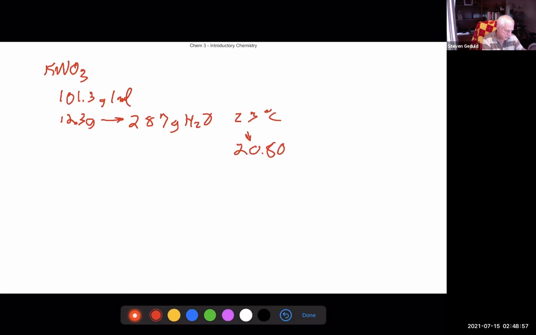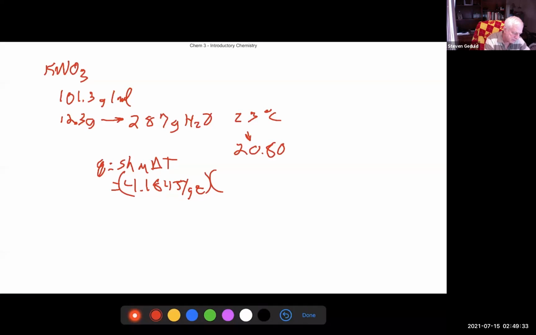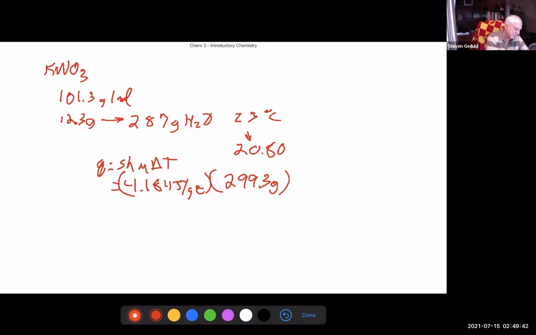Okay, so for the solution, Q equals specific heat times m times delta T. So Q is equal to the specific heat of water, which is 4.184 joules per gram degree centigrade. The mass is the mass of water plus the mass of potassium nitrate, since I want the solution. So the mass is 299.3 grams for our solution, grams of water plus grams of potassium nitrate.